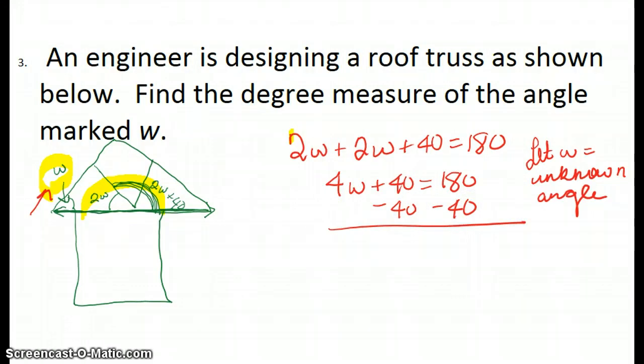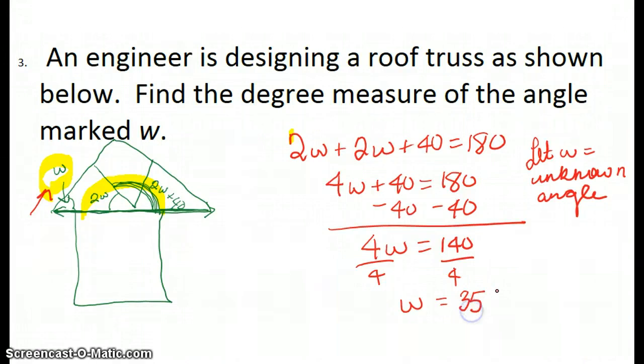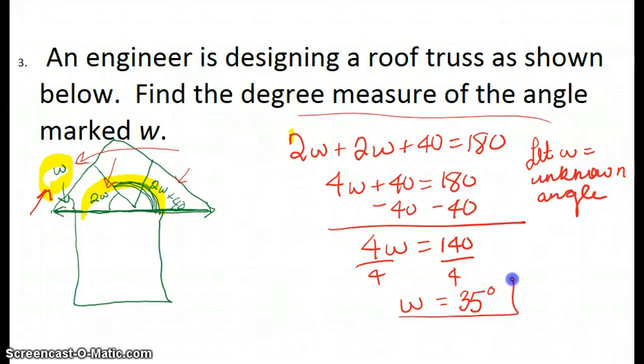So let's finish out this equation. 4W equals 140. Divide by 4, divide by 4. I get that W equals 35. Now, because we solved for W here, it means that that's going to be the same W here, and all it asked us to do is find the degree measure of the angle. So it would be 35 degrees.